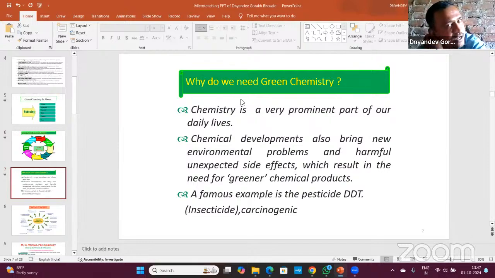And finally, why do we need green chemistry? Actually, there is a need of green chemistry, as it is a prominent part of our daily lives. Chemical development, as we are seeing, leads to environmental problems which have harmful side effects, which results in the need of greener chemical products. That is a simple example I would like to explain to the students. That is the use of DDT. It is an insecticide in the farming process. What have we gained from that?